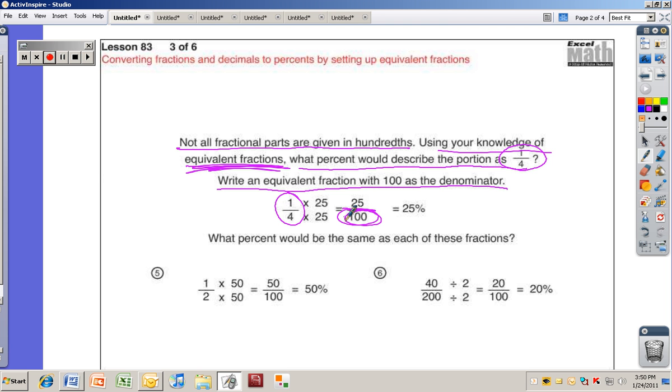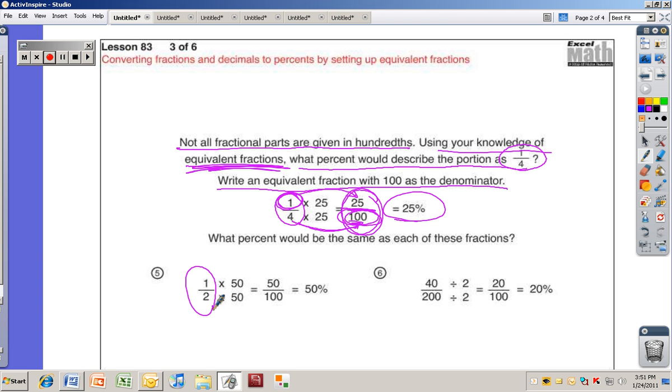And we ask the question, how do I go from 4 to 100? Everybody says, what do we do? Times 25, okay? So since I'm multiplying 4 times 25 to get 100, I have to do that to the numerator as well. I have to multiply that times 25. Now I have a fraction with 100 as the denominator, and 25 out of 100 is 25%, okay?